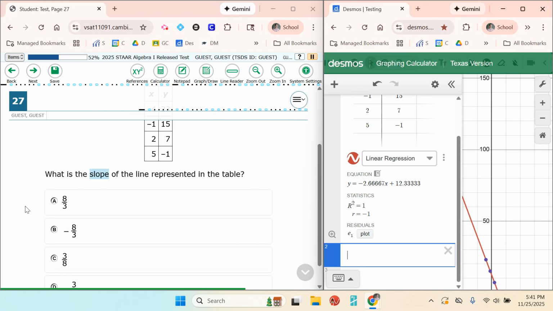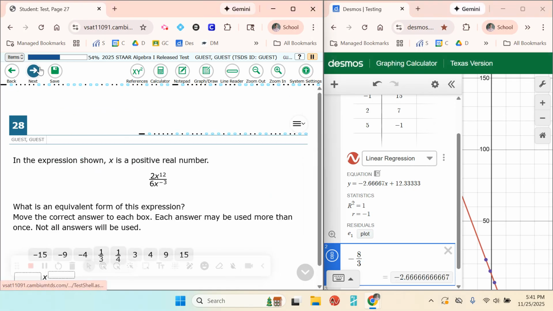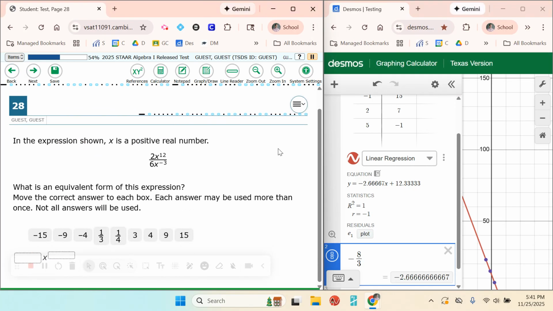First, I know it's got to be negative, so I'm not even going to bother with that one. So I'm going to say negative 8 over 3. And that looks good to me. There it is. Okay, 28, I am skipping.